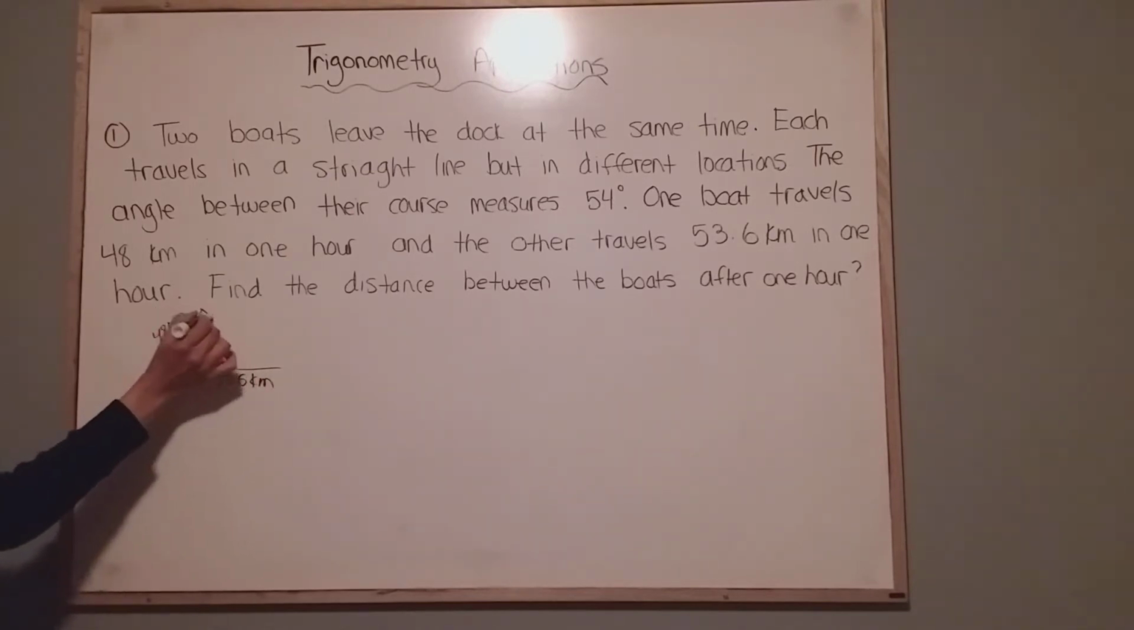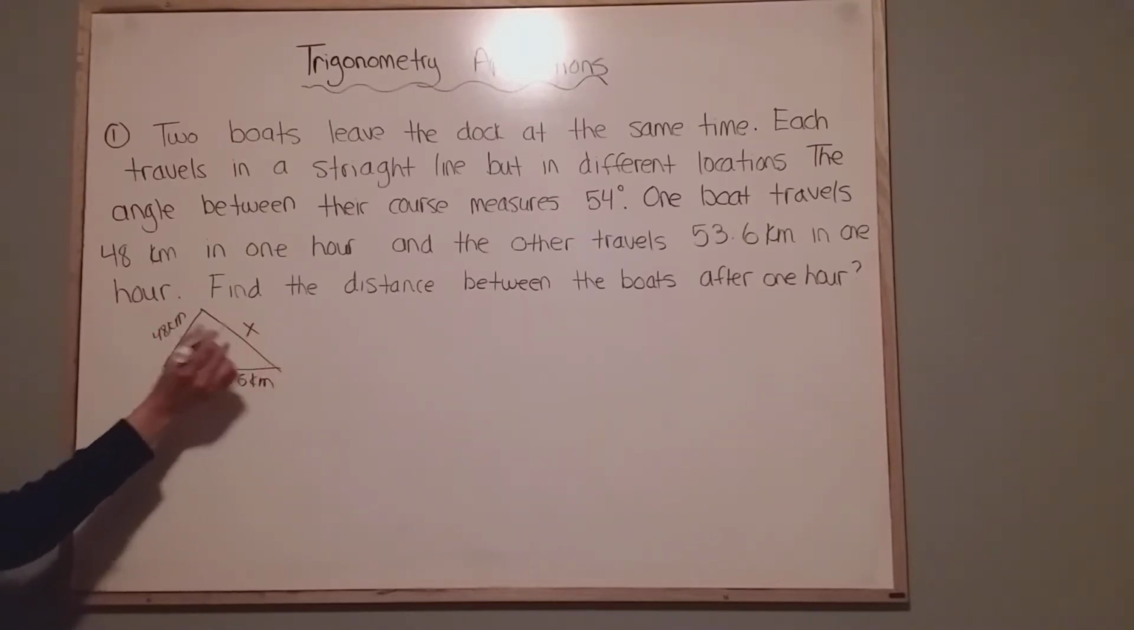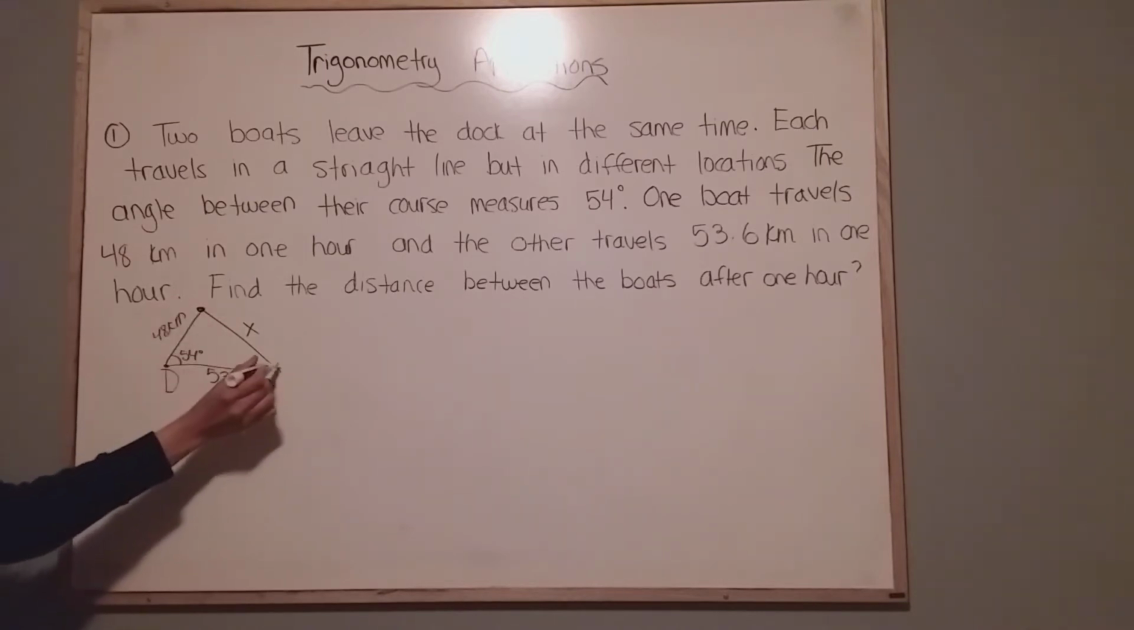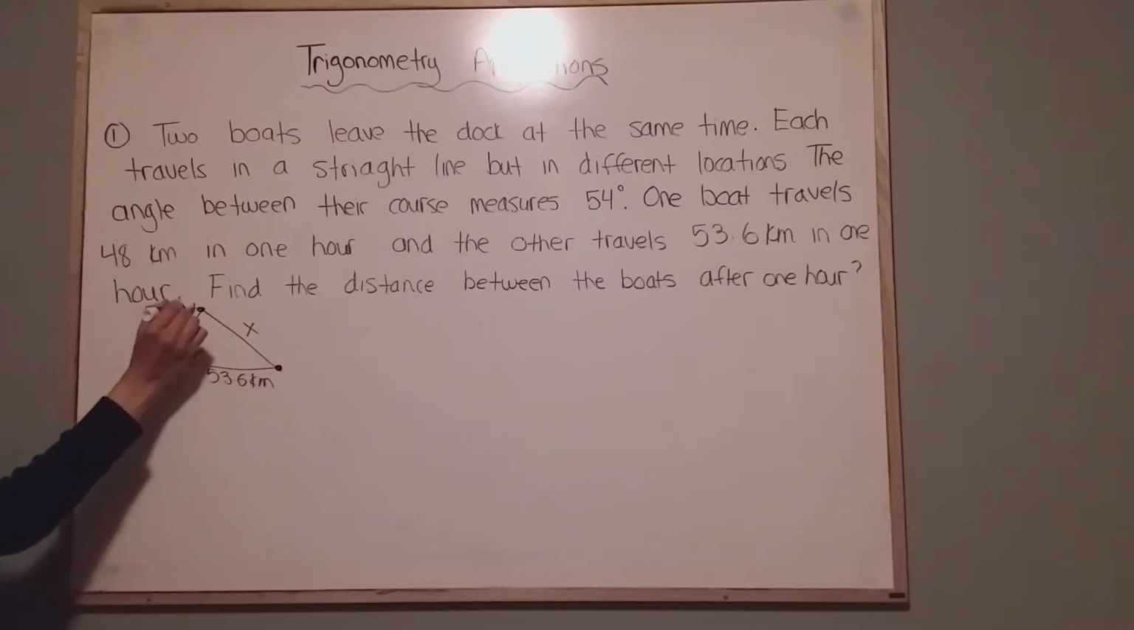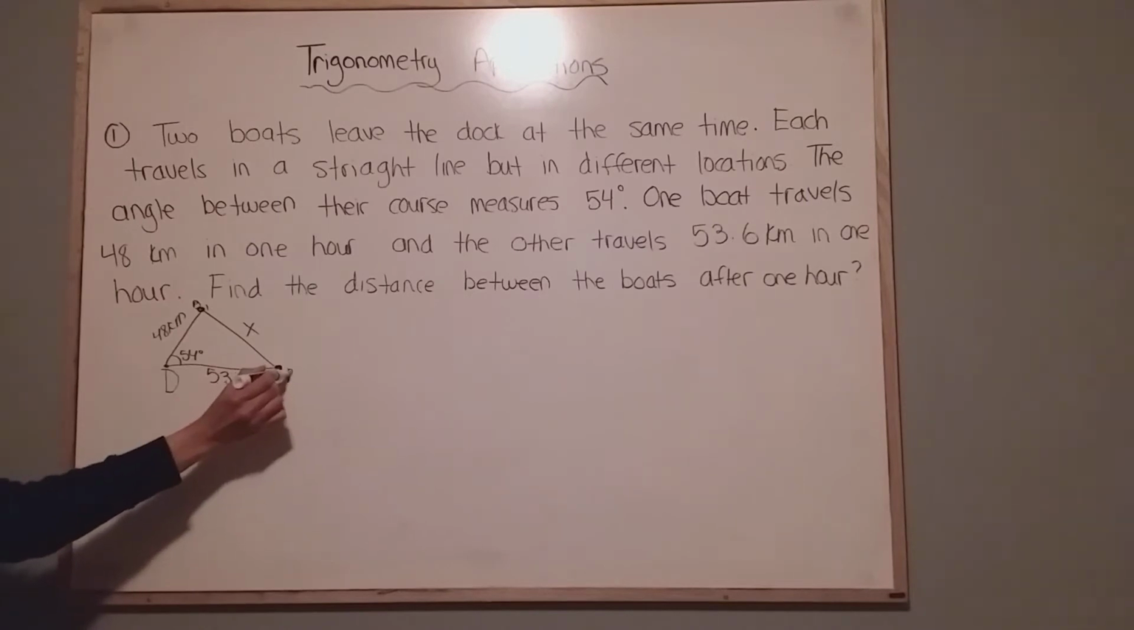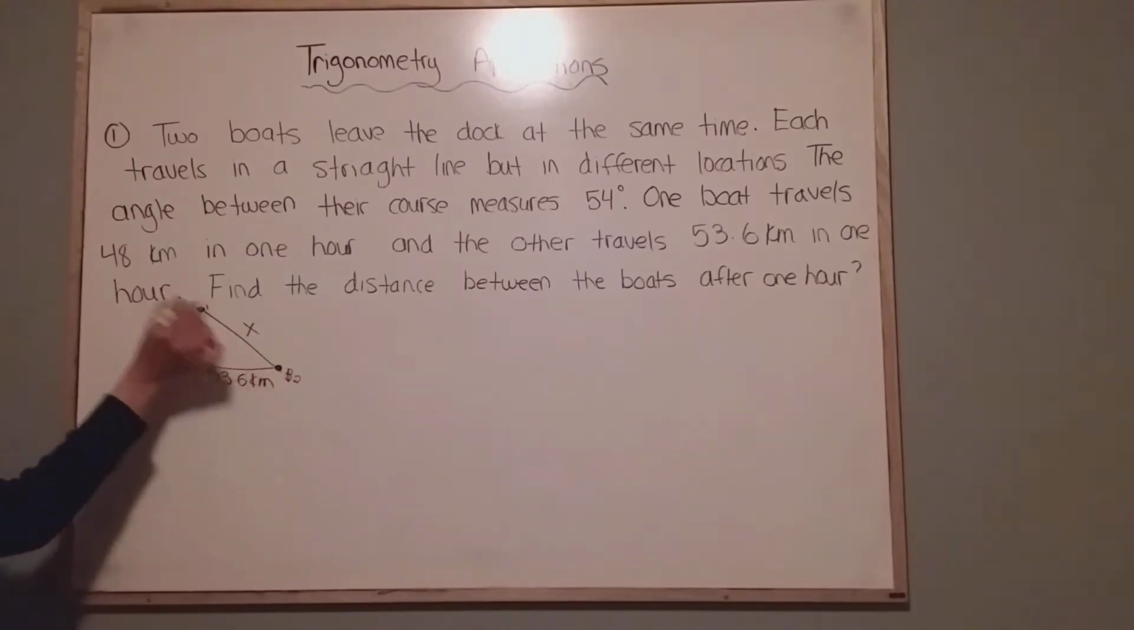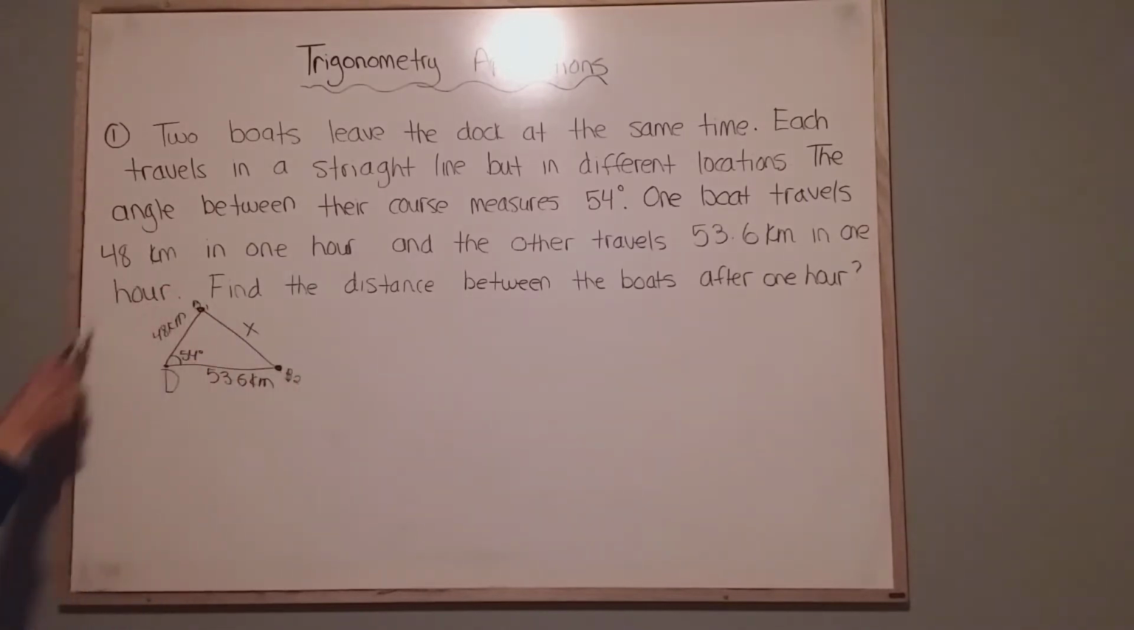They want to know the distance between the two boats. Once the boats reach here, we can call this boat 1 and this boat 2. What's the distance between the two boats? So that would be my triangle. Looking at this triangle, we know it's an oblique triangle, so we have to use either the sine law or the cosine law.